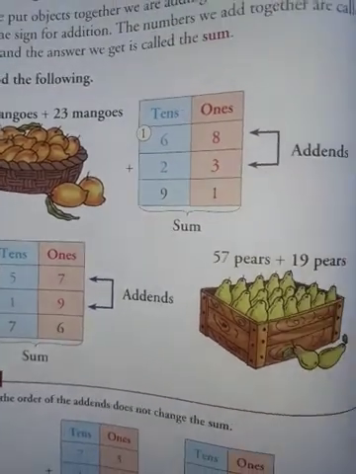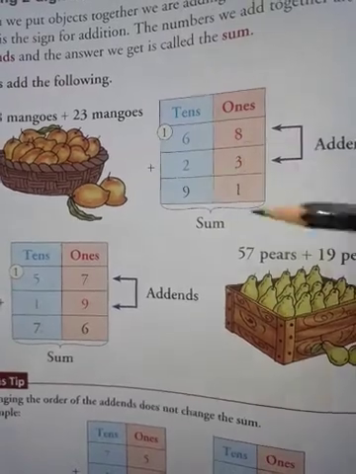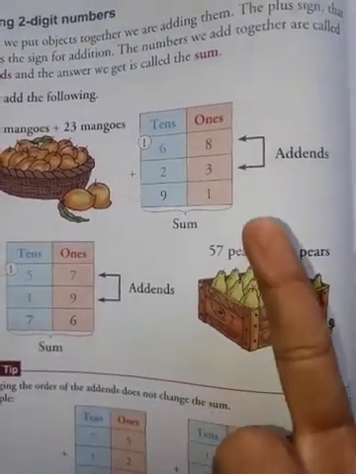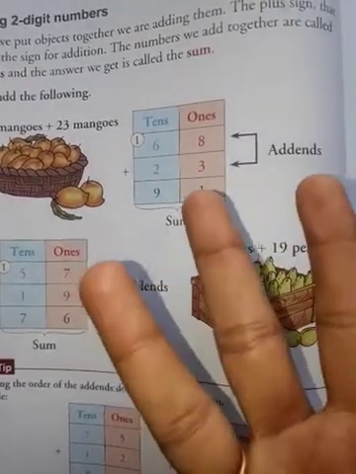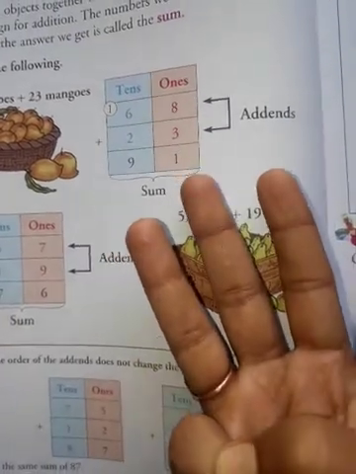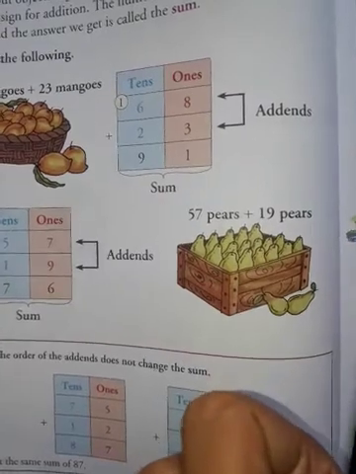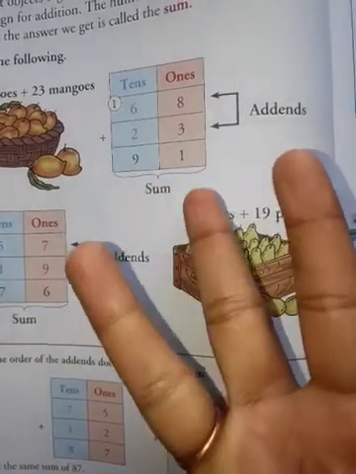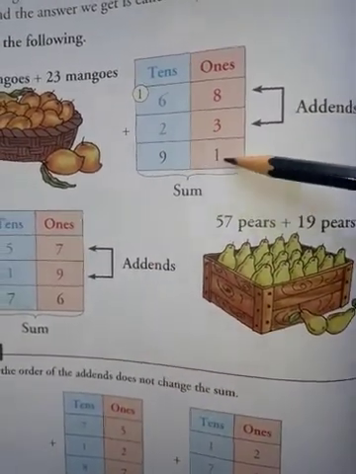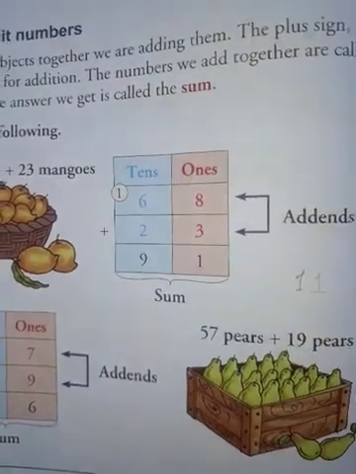8 plus 3, first of all, you keep the bigger number in your mind. So 8 is the bigger number. So 8 in your mind and 3 fingers. 8, 9, 10, 11. So 8 plus 3 is equal to 11. How? 8 in your mind and open 3 fingers. 9, 10, 11. 8 plus 3 is equal to 11. So you write 11 like this.